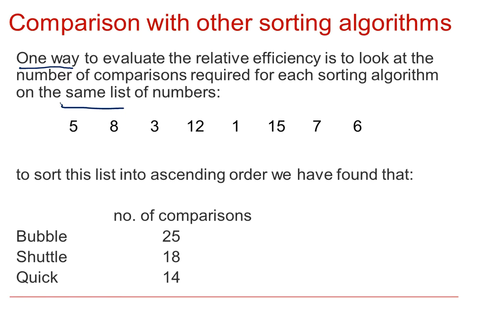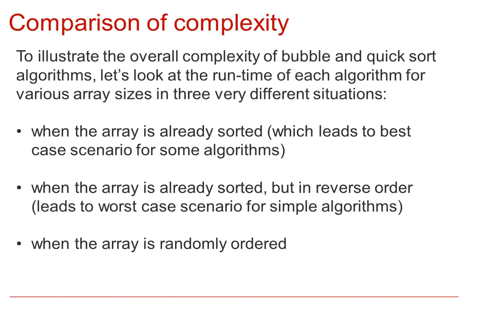But whilst these results give us an idea of relative efficiency, further analysis would be needed to draw firmer conclusions, as various other factors also affect efficiency. To illustrate the overall complexity of bubble and quicksort algorithms, let's look at the runtime of each algorithm for various array sizes in 3 very different situations. First, when the array is already sorted, which leads to best case scenarios for some algorithms; second, when the array is sorted but in reverse order, which can lead to worst case scenarios for simple algorithms; and thirdly, when the array is randomly ordered.